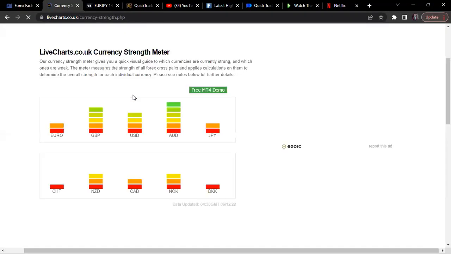Now, why do we want to identify trends? We want to identify trends because the trend is your friend, right? The trend is your friend, all right? And I always say this when it comes to the foreign exchange market, that you always want to make the trend your friend, because you never want to trade against the trend.